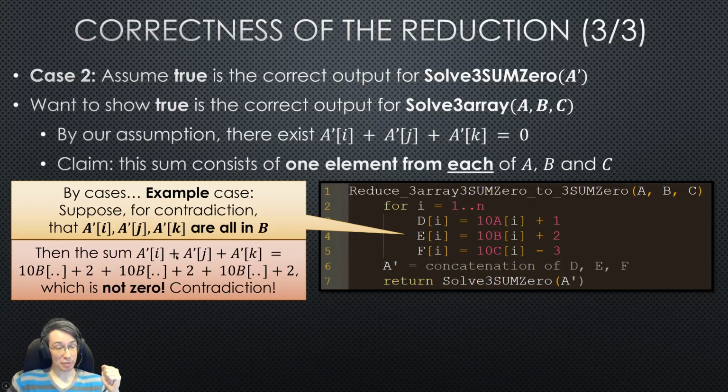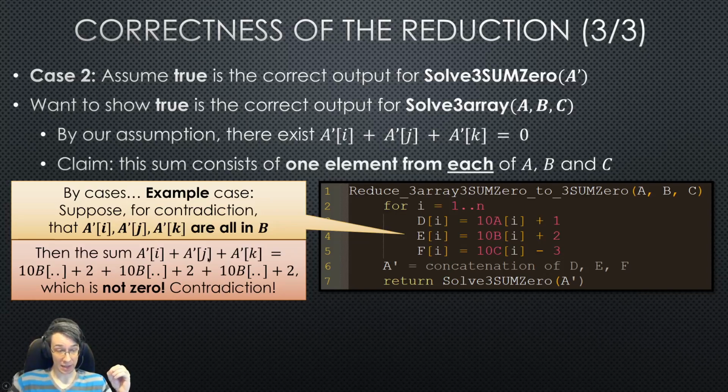So that means the sum of these three numbers can be expressed as 10 times B of something plus 2, plus 10 times B of something plus 2, plus 10 times B of something plus 2. So you can see that this is not going to end up being 0, because the residuals taken mod 10 are going to be 2 plus 2 plus 2, which is 6. And mod 10, that's still 6, which is not 0. So they cannot sum to 0. So this is a contradiction.